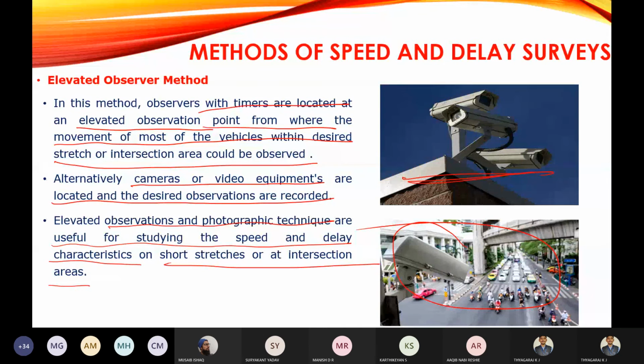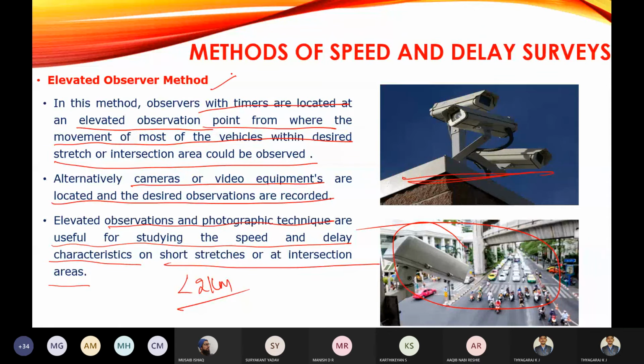When are you going to adopt this elevated observer method? When there is an intersection, or when the road stretch is less than 2 km. When the road stretch is less than 2 km, you can adopt this elevated observer method. Other than this, we can't go for it, whenever it is not an intersection and the length of the road is above 2 kilometers. Okay, this is about the elevated observer method.